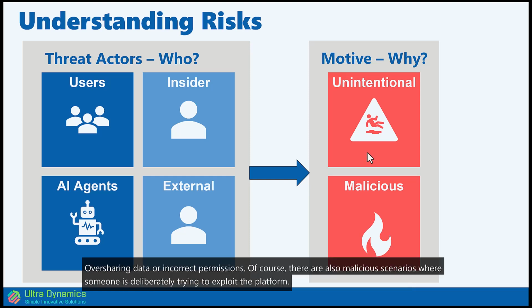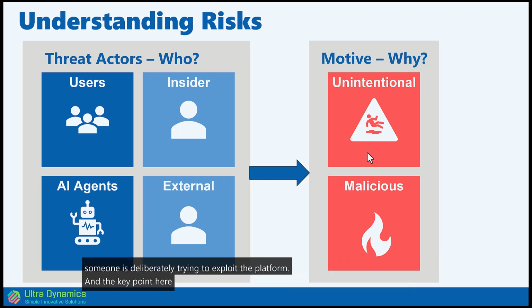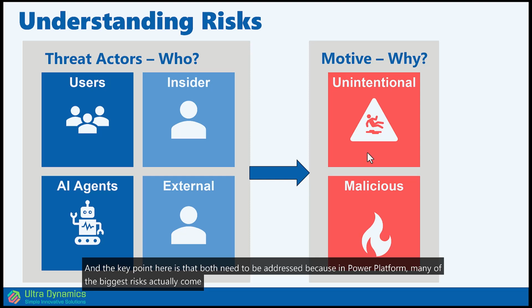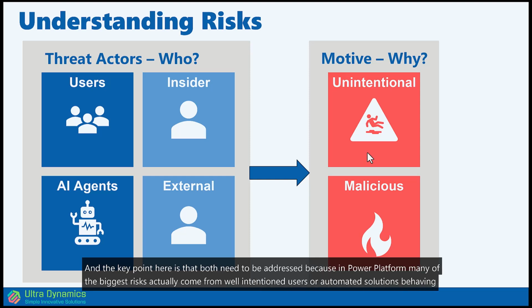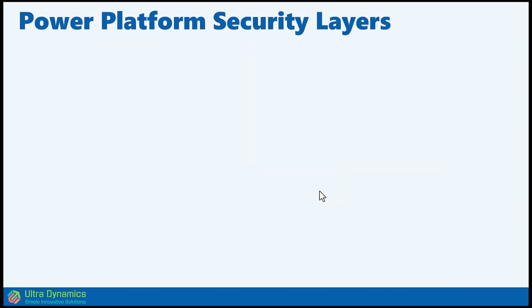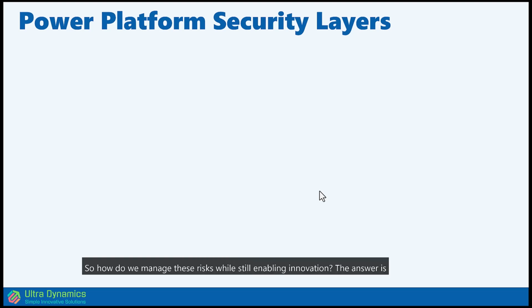And the key point here is that both need to be addressed, because in Power Platform, many of the biggest risks actually come from well-intentioned users or automated solutions behaving in unexpected ways. And with AI agents, this becomes even more important because actions can be triggered dynamically at scale. So how do we manage these risks while still enabling innovation? The answer is a layered approach to security.